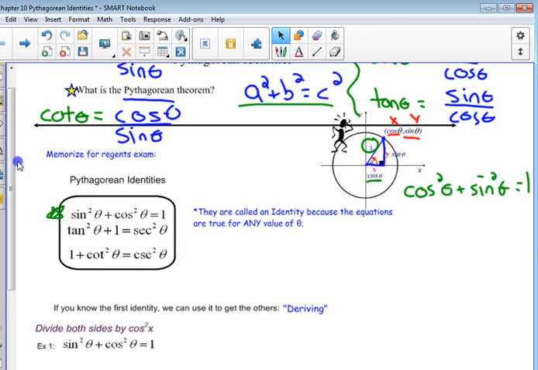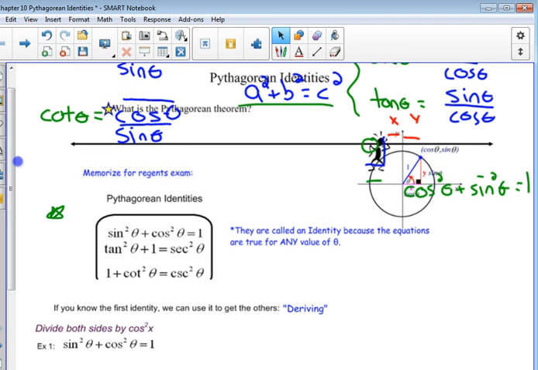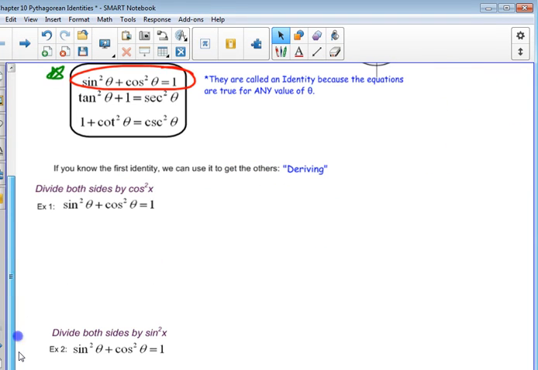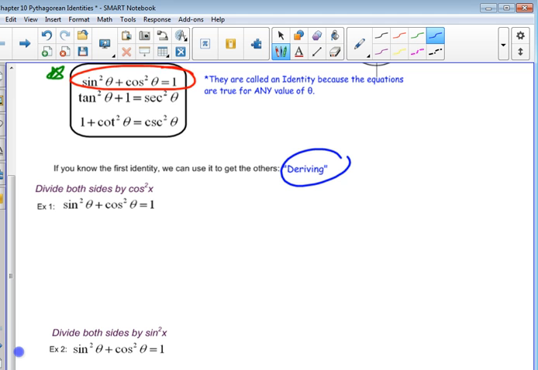Now, if you remember this first identity, we can use this to find the other two. We do this all the time in calculus because I don't want you to memorize more than you need to. You already have enough to do. But if we know the first one, we can get the other two by a process called deriving. This is really what it's called, deriving.